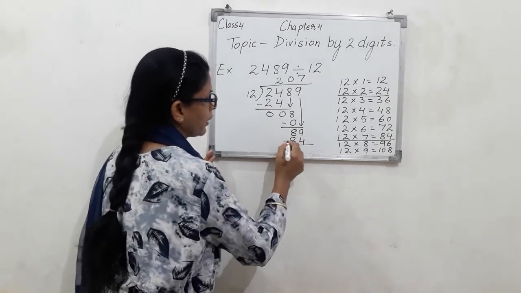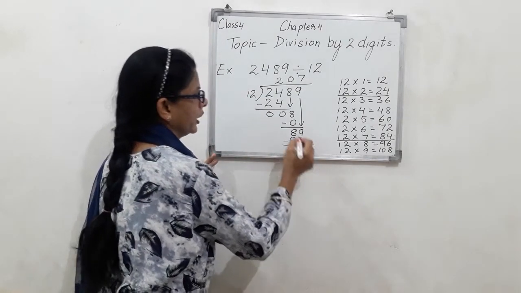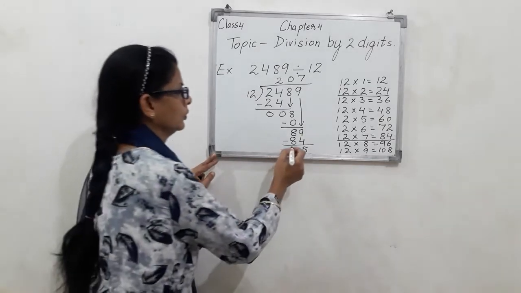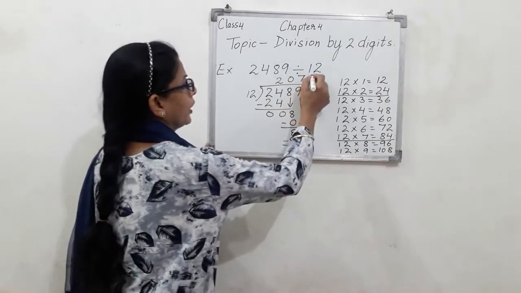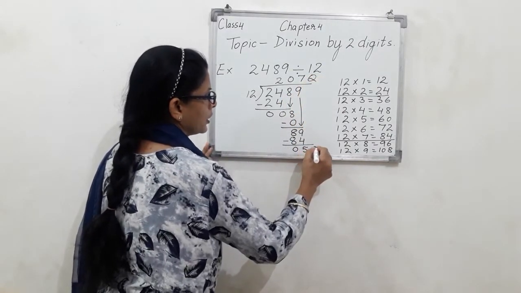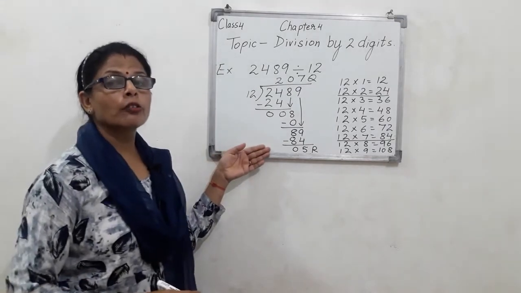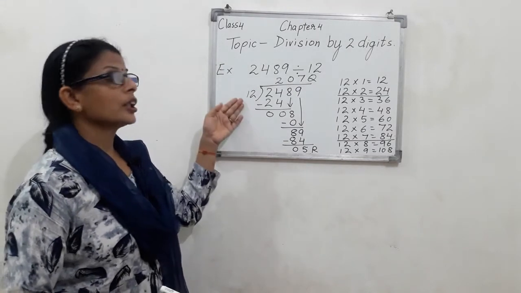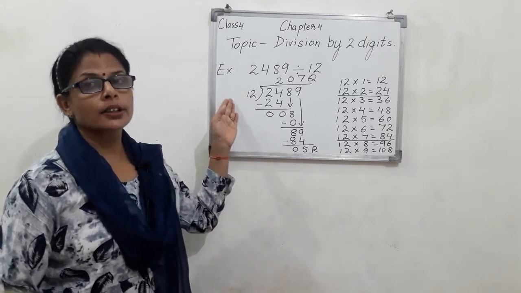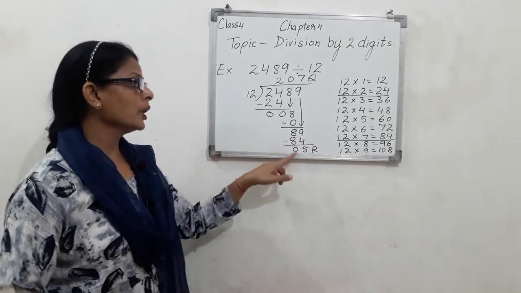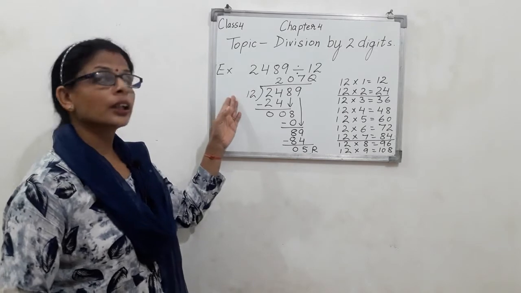Now we have to subtract it. 9 minus 4, 5. 8 minus 8, 0. So 207 is the quotient and 5 is the remainder. Always remember that the remainder will always be smaller than the divisor. If the remainder is bigger than the divisor, your answer is wrong.